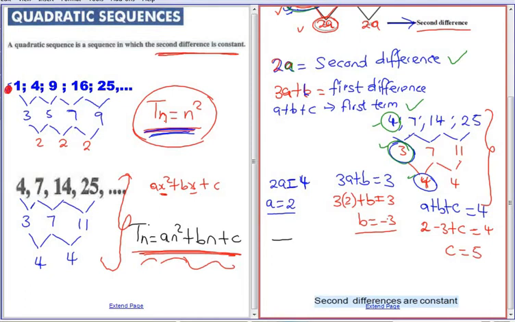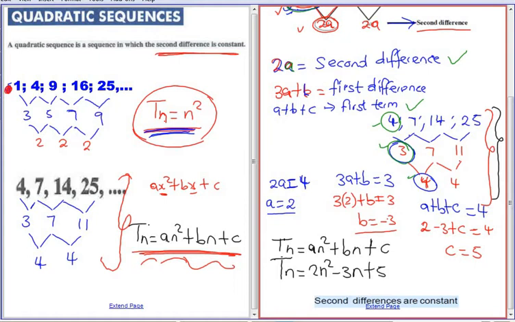Don't forget, your general term for a quadratic looks like this, an squared plus bn plus c. So in this situation, for this particular one that we are dealing with over here, this one will be equal to 2n squared, your b is negative 3, and your c is positive 5. Why is this important? We got our general term. It means we can get any term we feel like at this point. So if I want t10, all I need to do is substitute 10 in place of n. Even if I want t100, I can go ahead and do that.